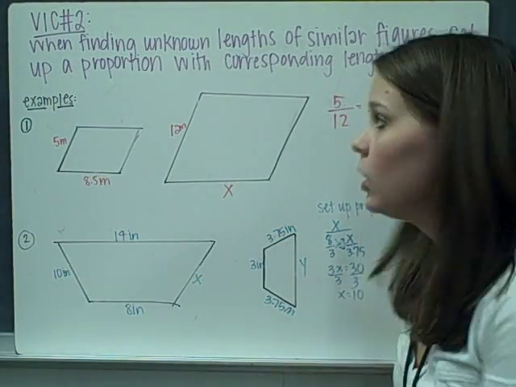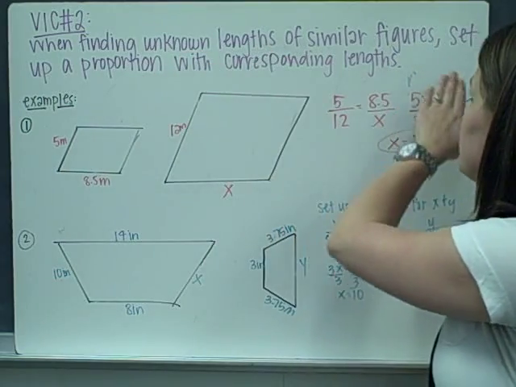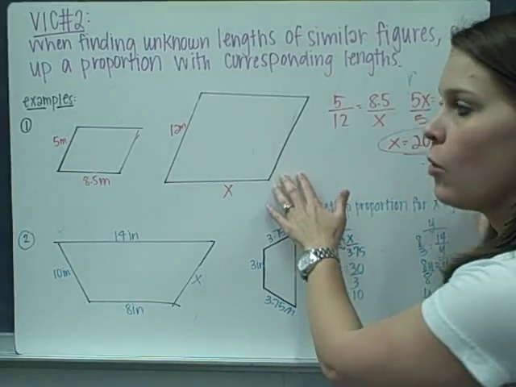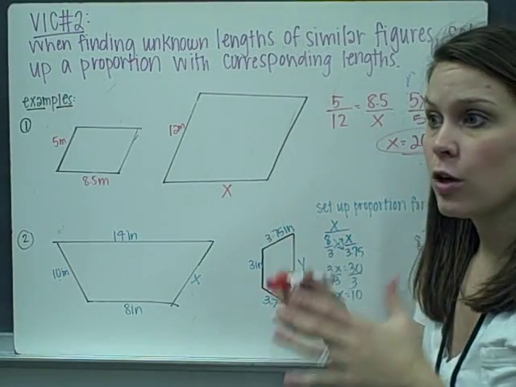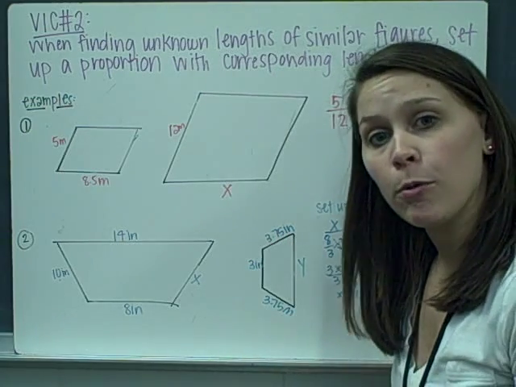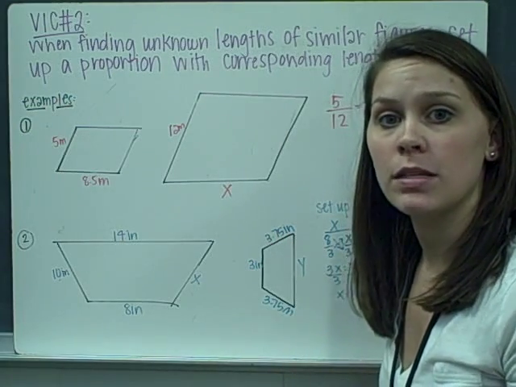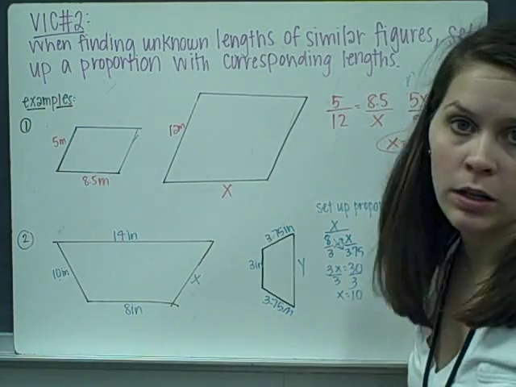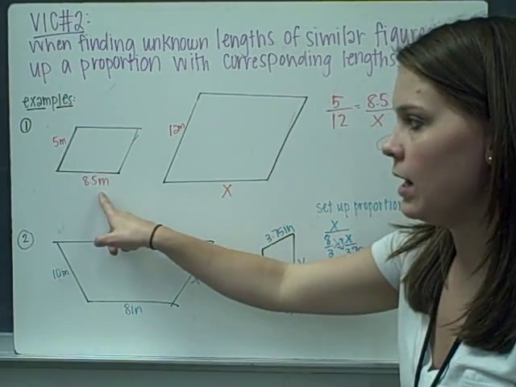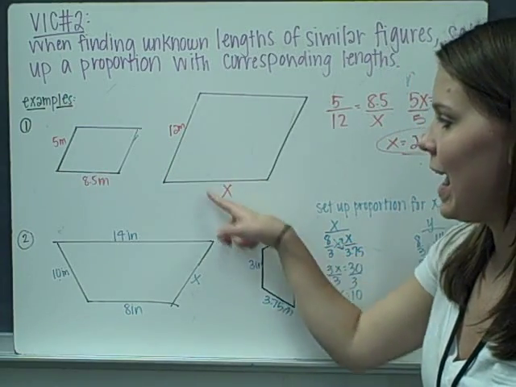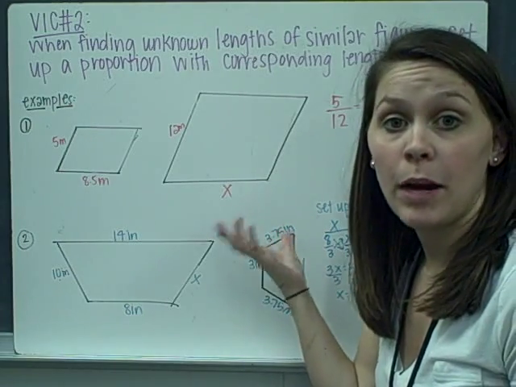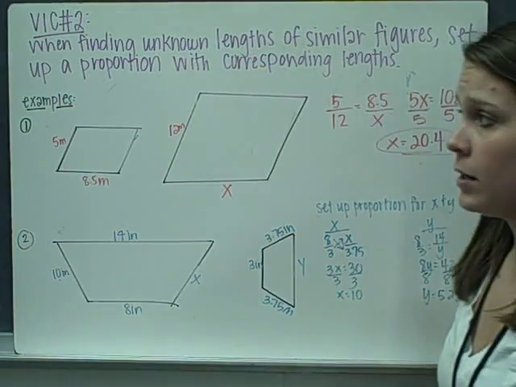VIC number 2: when finding unknown lengths of similar figures, you're going to set up a proportion with corresponding lengths. So you also might have similar figures and you're missing one of the sides. So you can set up a proportion to find the length of that missing side. So we have two parallelograms. We have a width of 5 meters and 8.5, 12, and x. So we're looking for the length of this larger parallelogram. So you're going to set up an equation.